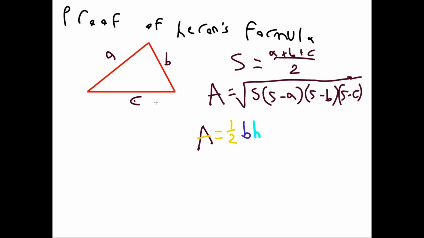Now we're trying to prove Heron's formula. So we know the base. Base is just C, right? But what is the height? So the height would be this line right here, from here to here. That'd be the height. So if we want to learn what this is, equals question mark, that's what we want to know. How do we figure that out?